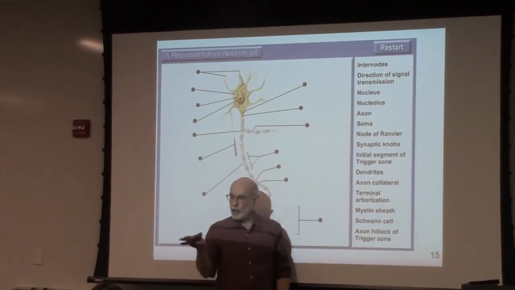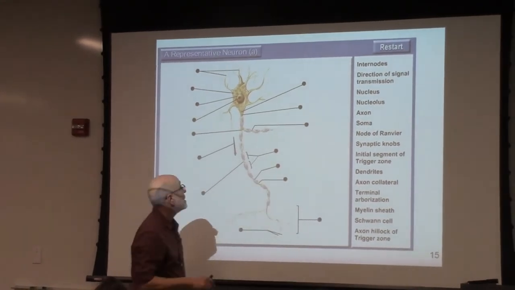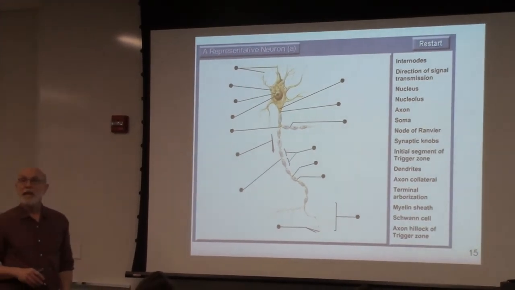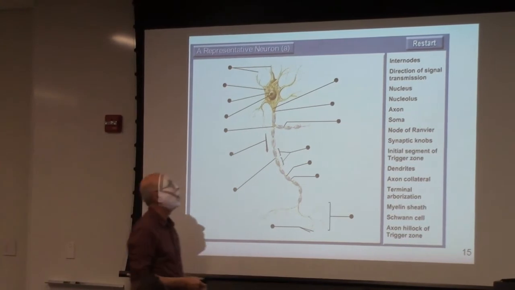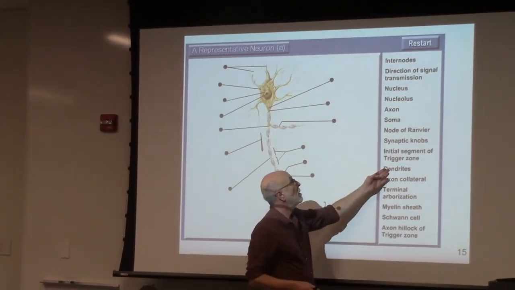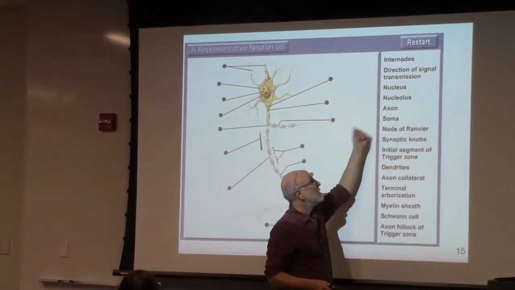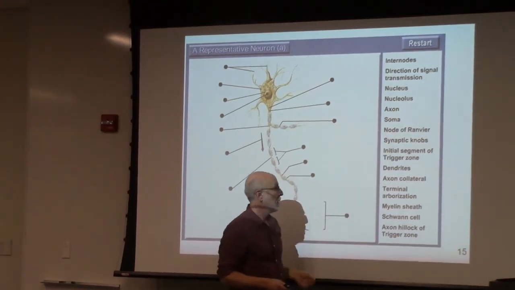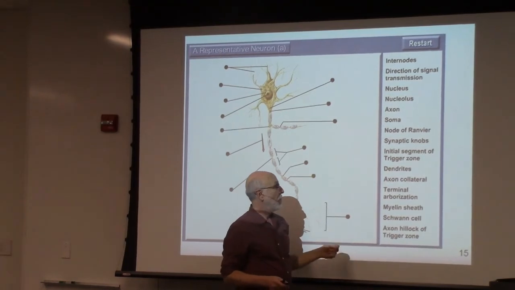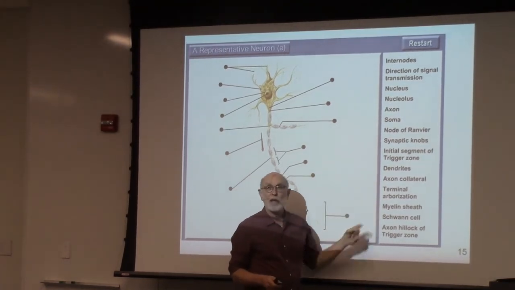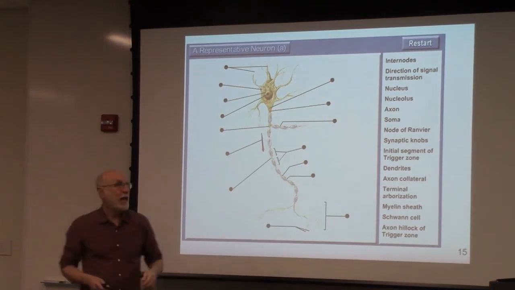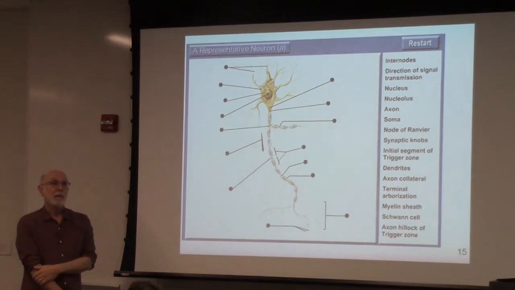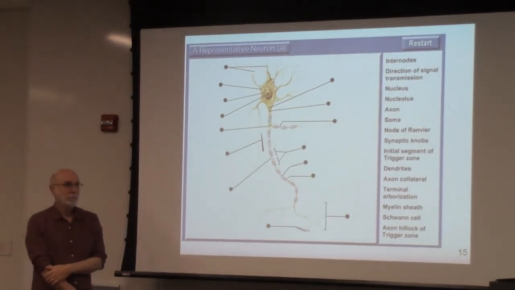You're going to take 5 minutes and label the names that you know. You know what dendrites are. You know what the soma is. You might remember what a node of Ranvier is, or maybe not. You might remember what myelin is and what a Schwann cell is. Do the best you can, labeling the dots. Let's take 5 minutes, and then we'll go over it.